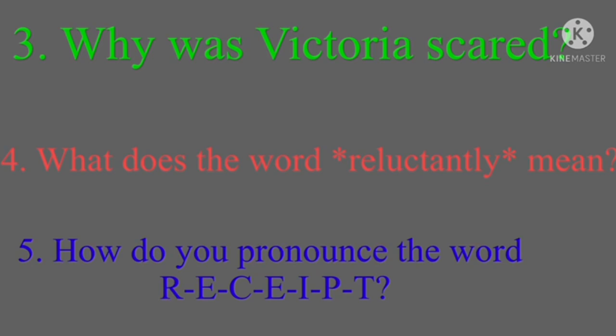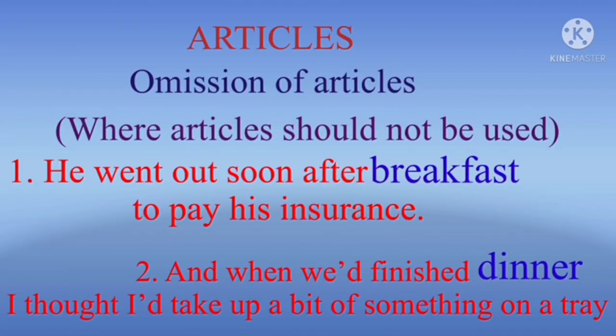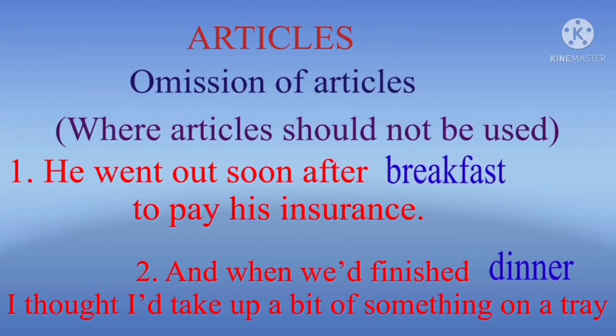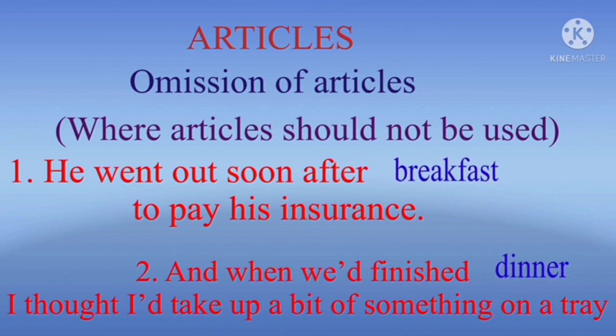Question four. What does the word reluctantly mean? Reluctantly means unwilling to do. You came across this word in the 8th class lesson, The Tattered Blanket. The fifth question is, how do you pronounce the word receipt? Yes, the word is receipt. Here, P is silent.